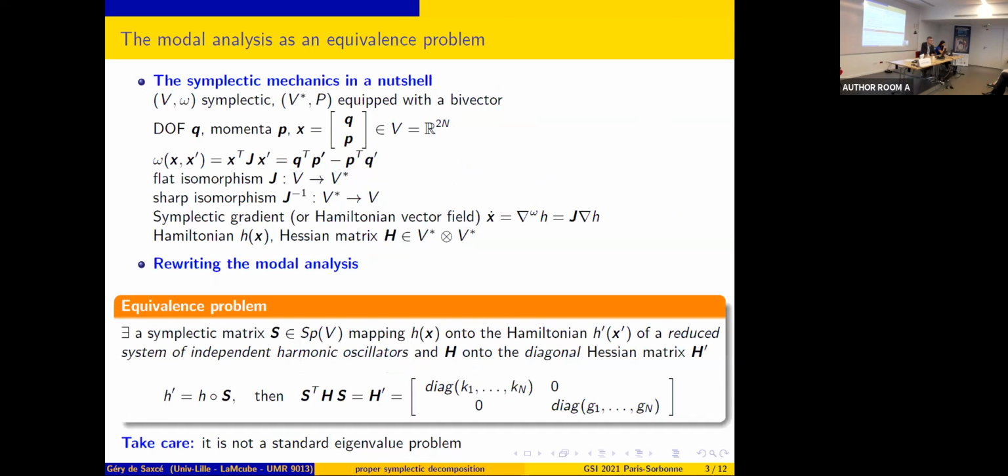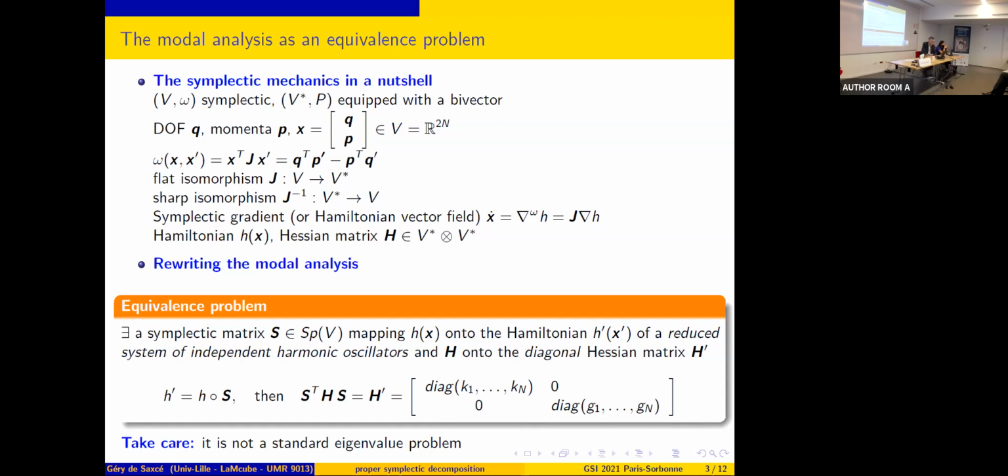To begin with, some words about my notations and notions of symplectic mechanics. Relatively simple. The space V is symplectic. The dual V star is equipped with a basis. Q are the degrees of freedom, displacements and rotations. P, the corresponding momenta. X is a couple (Q, P), living in V of finite dimension, so it can be identified to R^2N.